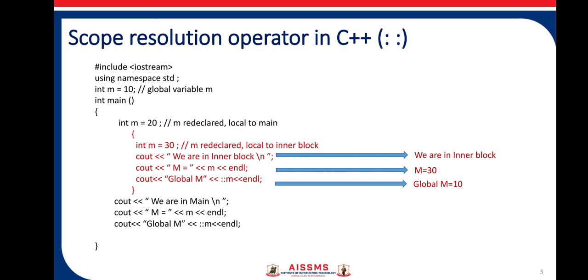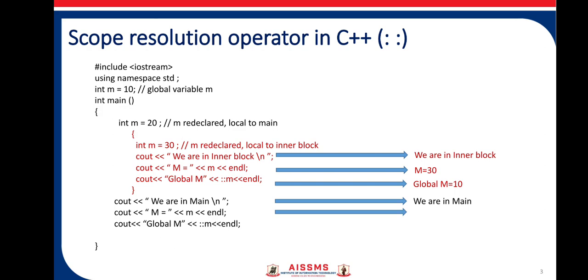Now we will come out of this inner block. In the next statement it will print "we are in main". Now the code is executing the statements from the main function, which is outside of the inner block. So it has printed "we are in main". Now it is again printing value of m. Here m equal to 30 is not accessible because the scope of that m equal to 30 was only inside the inner block, which is highlighted by the red color. So it will not print m equal to 30 here.